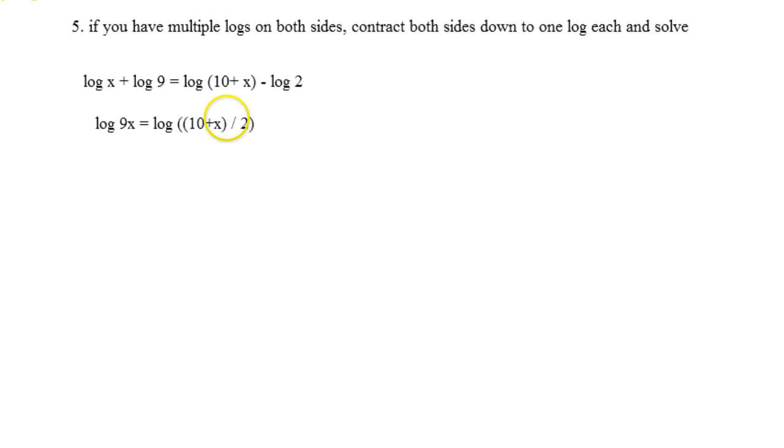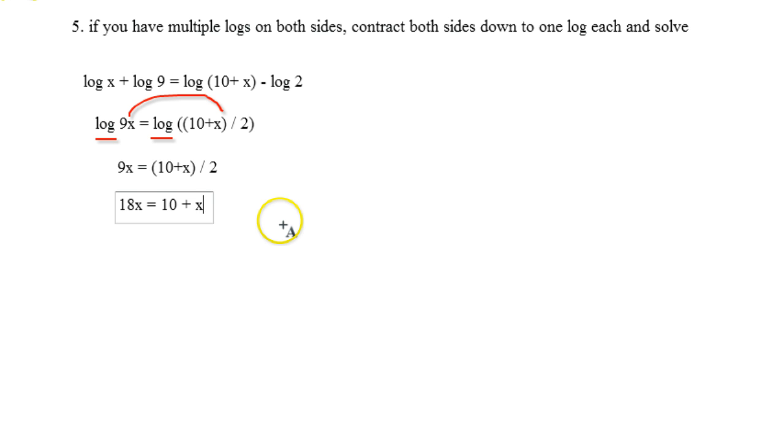Okay, now here's the cool thing. Just like with the exponents with the same base, if you have two logs that are equal to each other, then these two subsequent numbers are also equal to each other. So I can set up the equation where it's just 9x equals parentheses 10 plus x divided by 2. Voila. Now I can multiply both sides by 2 and I get 18x equals 10 plus x. Okay, I minus x from both sides, so I get 17x equals 10, and then I divide by 17 and I get x to be 10 over 17.